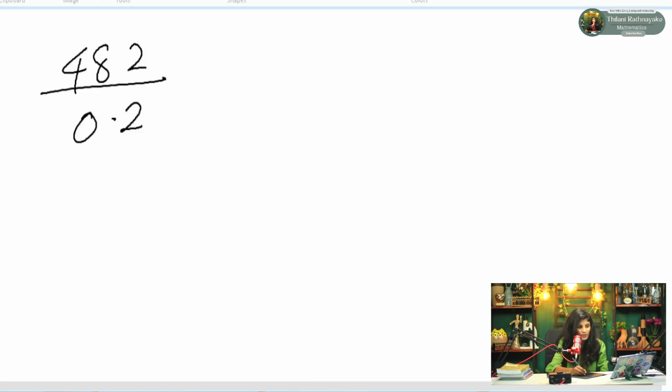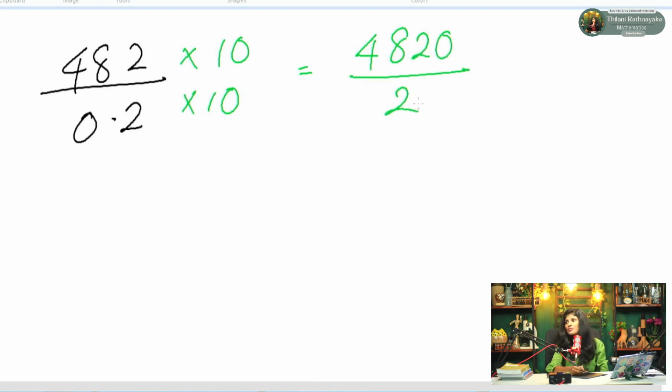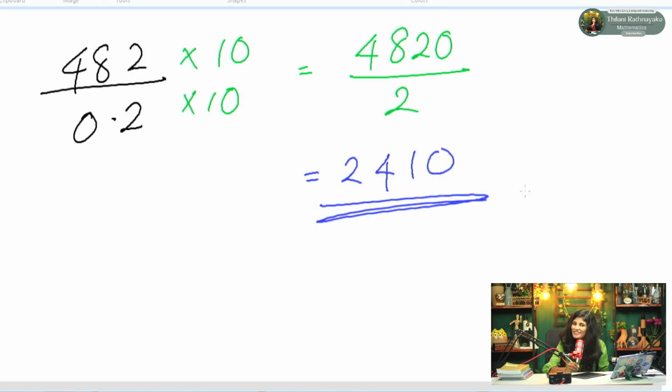Our next question is 482 divided by 0.2. What I am going to do is multiply both sides by 10. Then this will become 4,820 divided by 2. Now I can just divide, right? You can use the long division method also, but now I am going to do this in the same place. For 4, how many 2s are there? 2. For 8, 4. For 2, 1. For 0, 0. Very easy, right? This is the answer.